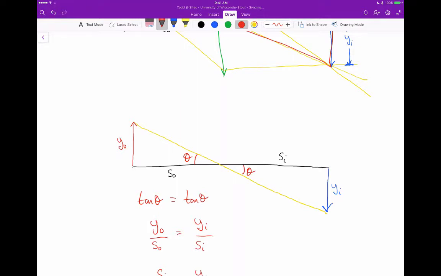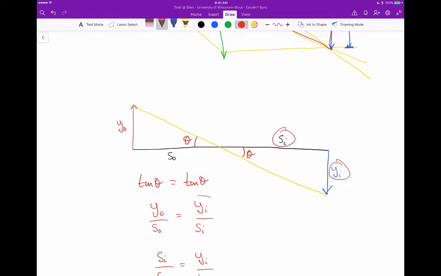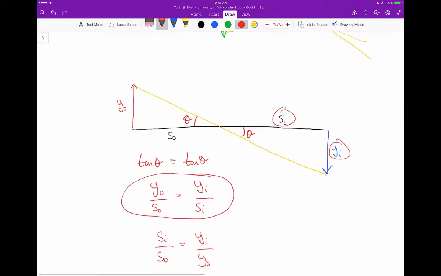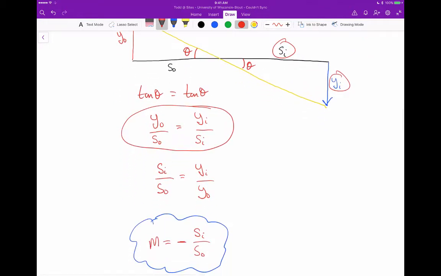So the ratio of opposite over adjacent gives me this set of equations right here, which I can then rearrange to look like the magnification here. In other words, the ratio of the image distance to object distance is also going to be equal to the ratio of the image height to object height, simply because this pair of triangles are similar triangles.